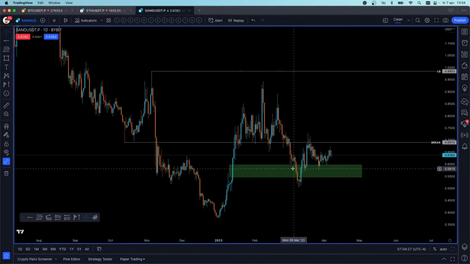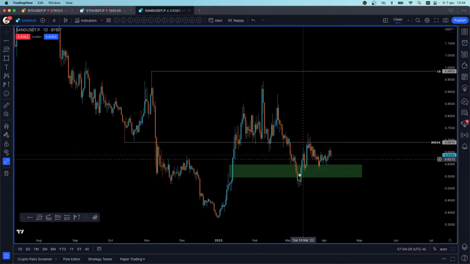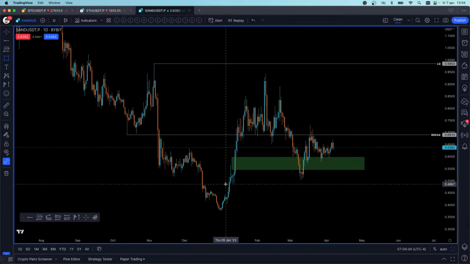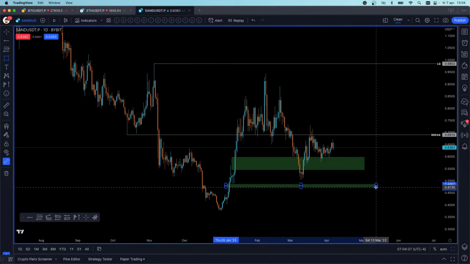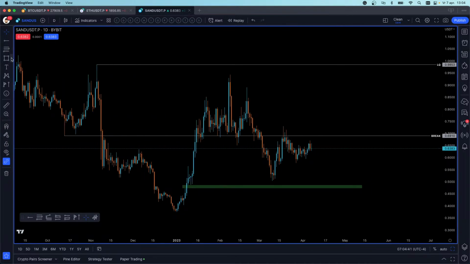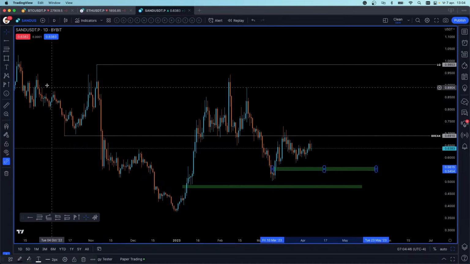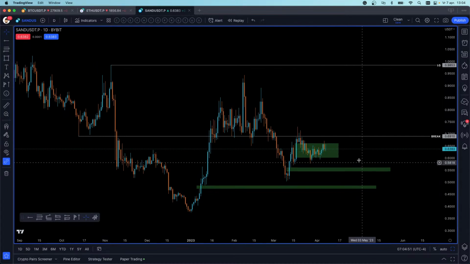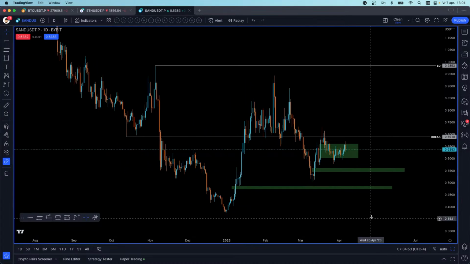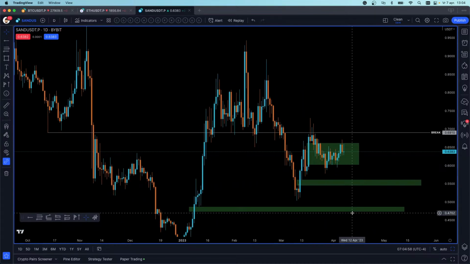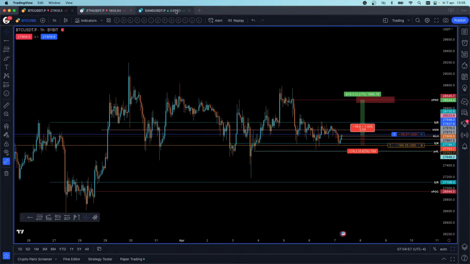The first time that we tapped into this zone, we bounced. So that is something that we can notice, but also here we have a little one. Right now we have a smaller one over here. And we have this one over here, which should hold as support, but there is nothing really that I would say can be traded for SAND.